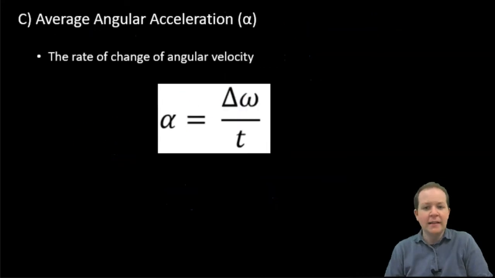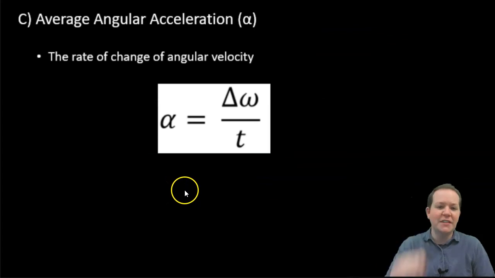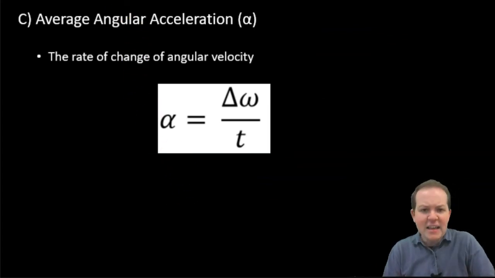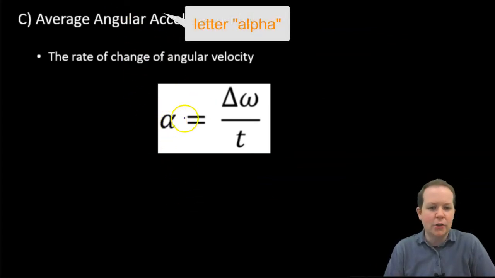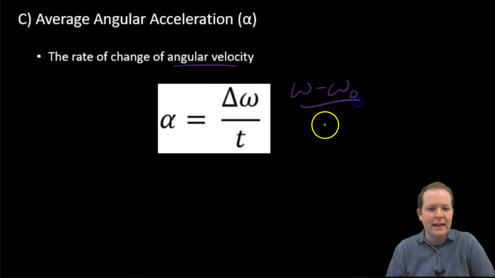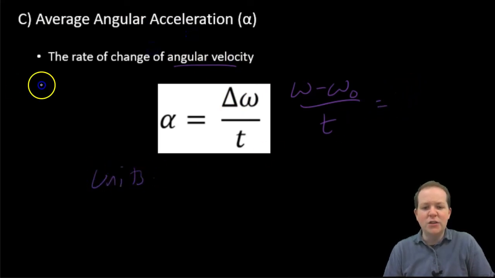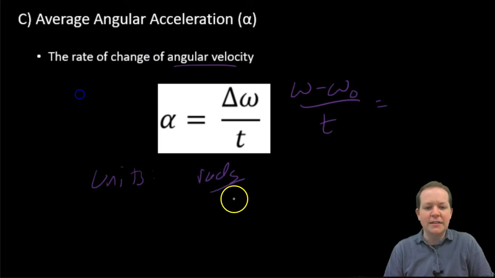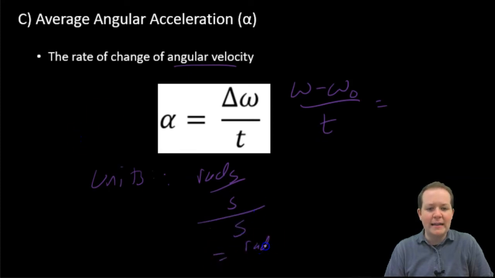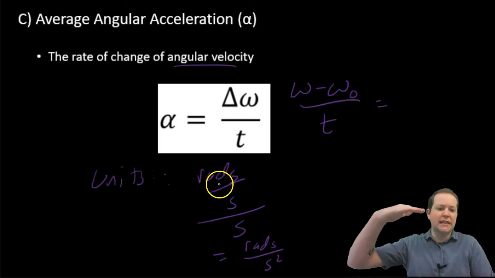Let's keep going. Just like we had acceleration as the change in velocity divided by time, there's an angular acceleration. Angular acceleration is the change in angular velocity, that would be omega minus omega naught divided by t. What would be the units? Well, the units would be radians per second divided by seconds, or you could call that radians per second squared, just like regular acceleration was meters per second squared.